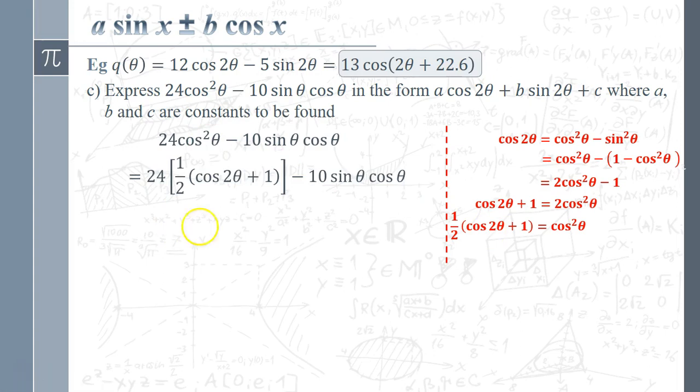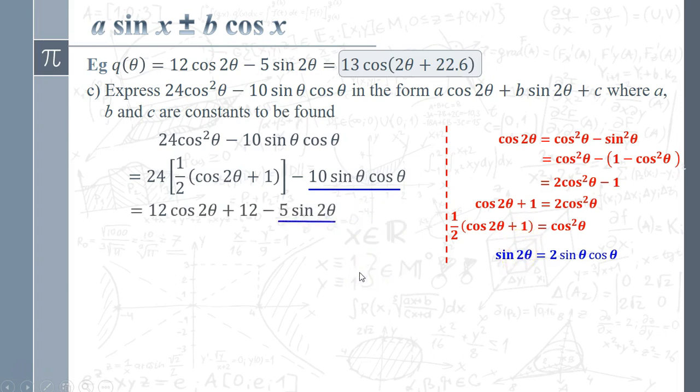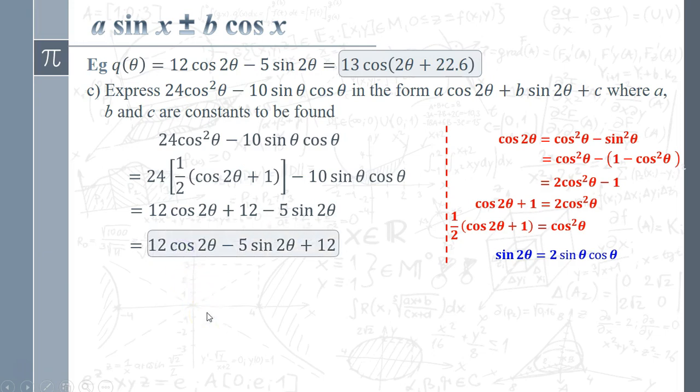So we've got that. And now let's have a look at this bit here. I mentioned a second ago that this was going to be sine 2 theta. Well, I know that sine 2 theta is 2 sine theta cos theta, so this one here is going to be 5 lots of that. So we've got 5 sine 2 theta. And while I'm at it, I've tidied up the bracket a little bit. Now we've got the expression in the format that we were being asked for in the question. So our value of A is 12, B is minus 5, and C is also 12.